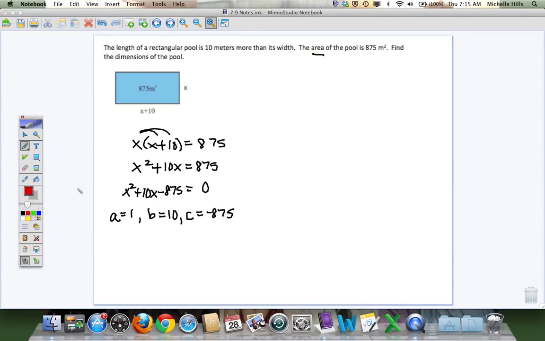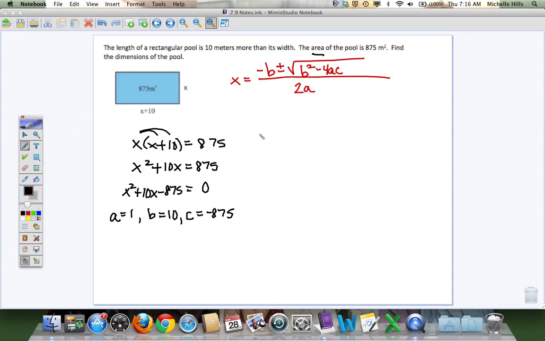My quadratic formula, and I will give you the quadratic formula on the test: x equals, big long fraction bar, opposite of b, plus or minus the square root of b squared minus 4ac, all over 2a. And this means 4 times a times c. This means 2 times a.